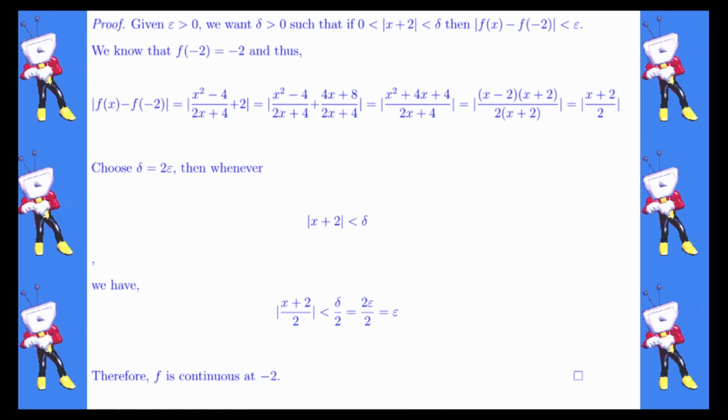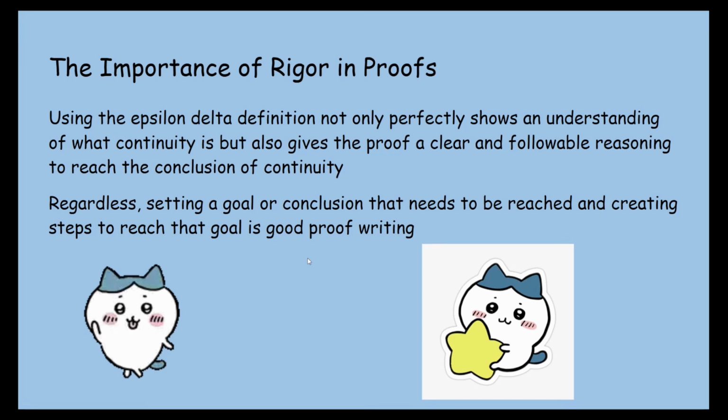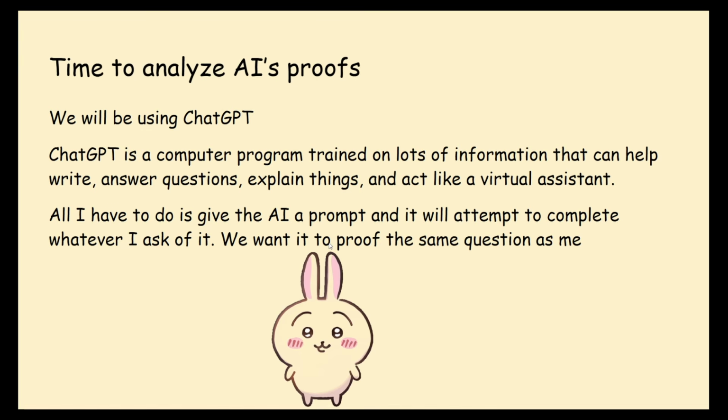Now, using the epsilon delta definition not only perfectly shows an understanding of what continuity is, but also gives the proof a clear and followable reasoning to reach the conclusion of continuity. Regardless, setting a goal or conclusion that needs to be reached and creating steps to reach that goal is good proof writing. Now, it's time to analyze AI's proofs.